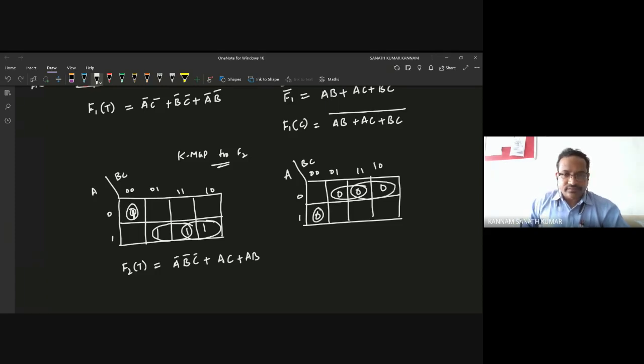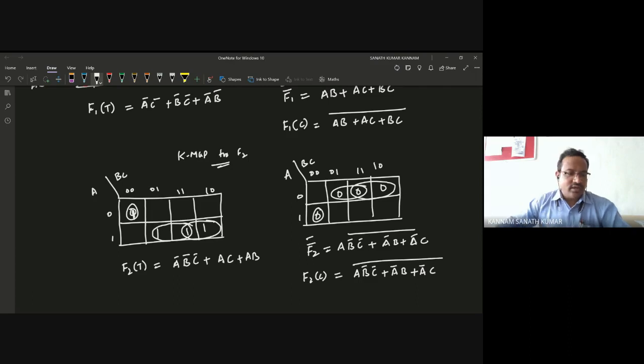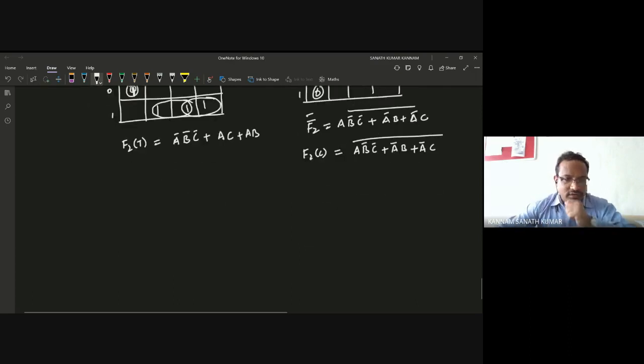So F2 bar equal to what? A bar A, B bar C bar plus A bar B plus A bar C, okay? So you need the complement of complement. You need a true form, so you can apply the complement. That means (A B bar C bar plus A bar B plus A bar C) whole bar, okay? So you got the expression.